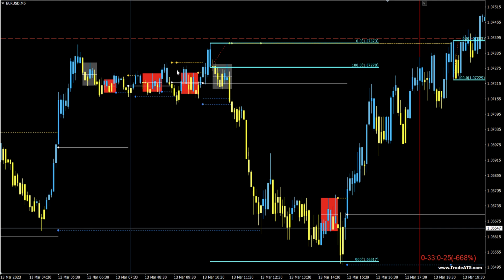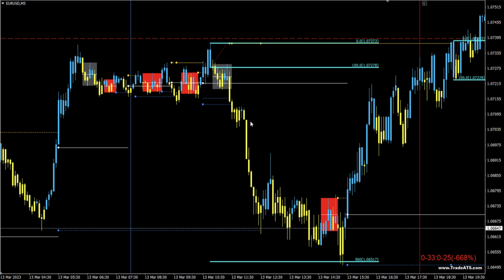Now, we will wait until price goes above this level and makes a turn again. So when this happens, it happened here. As you can see, we had a move up. It made this higher high, and then we had the move that we are expecting.